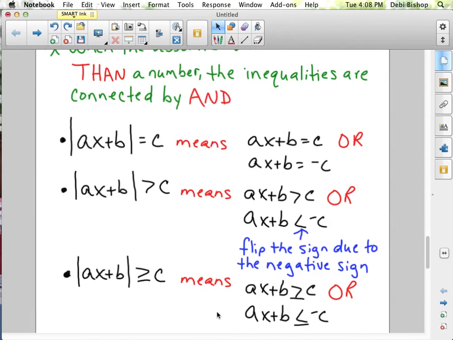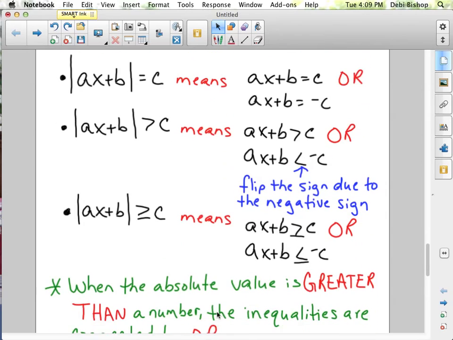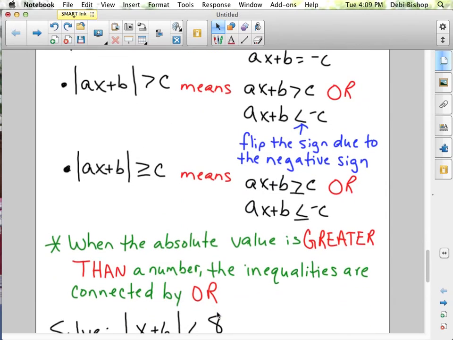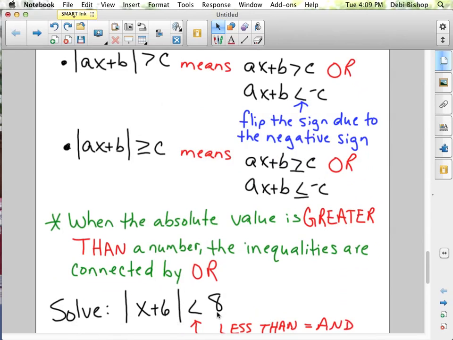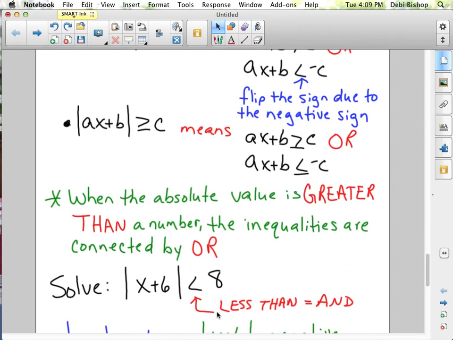Now the way I remember it is "great-or." I kind of changed the saying. Great-or, that means it's an or sign. Greater than, see, great-or. My little cheesy trick. So again, when the absolute value is greater than a number, the inequalities are connected by or.